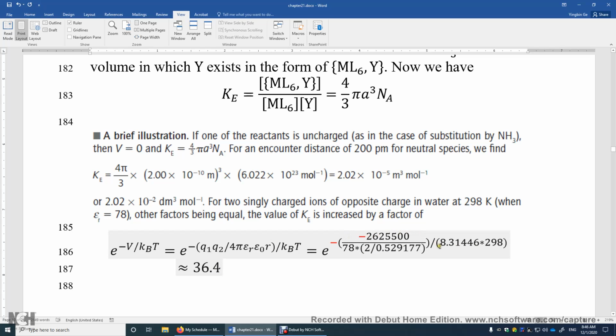However, if you do not like to use atomic units, that's fine. Q1 is just 1.6 times 10 to the power of negative 19 Coulomb. Q2 is negative 1.6 times 10 to the power of negative 19 Coulomb. You need to look up the value of 4 pi epsilon. I think 1 over 4 pi epsilon is roughly 10 to the power of 10. I might be wrong. And then you look up the value of epsilon r for water. It's just 78. This is unitless. And r, you need to plug in over here 2 times 10 to the power of negative 10 meters. And kB, I think, is 1.38 times 10 to the power of negative 23 joule per Kelvin, and T is in Kelvin. So after you do that, you'll also get 36. But again, you need to look up the value of 4 pi epsilon. I just don't remember the value for that.